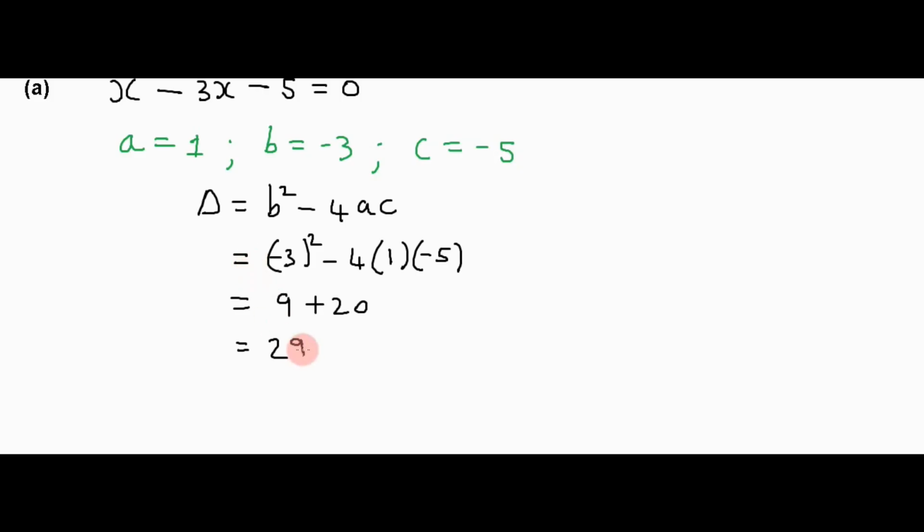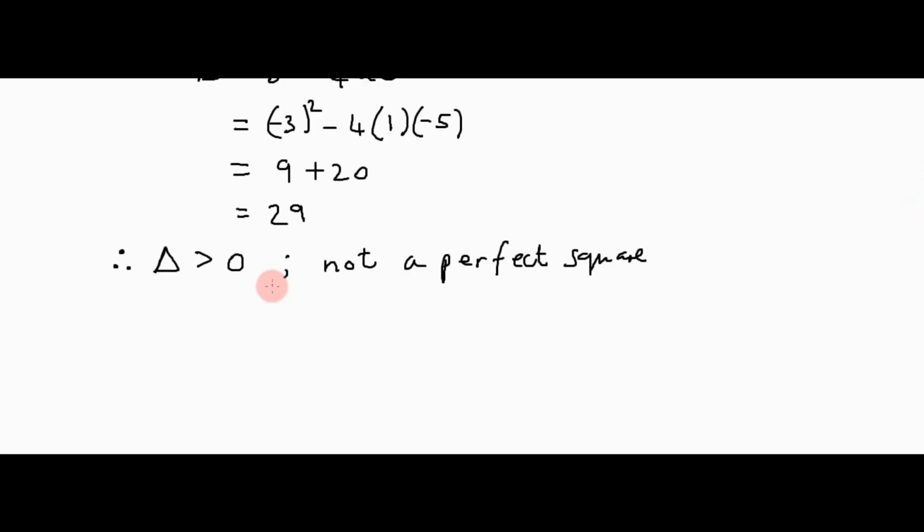So from this we can see that delta is greater than 0, but not a perfect square. And hence the roots are real. They are irrational. And since delta is not equal to 0, they are also unequal.